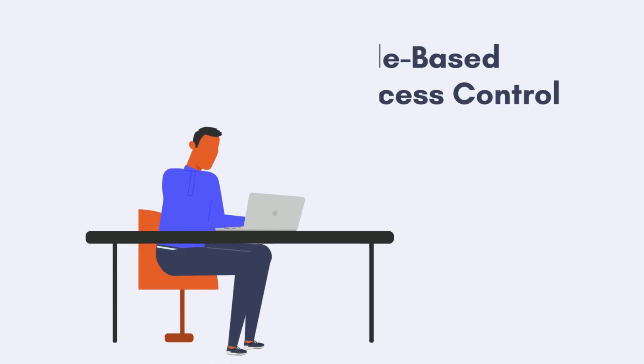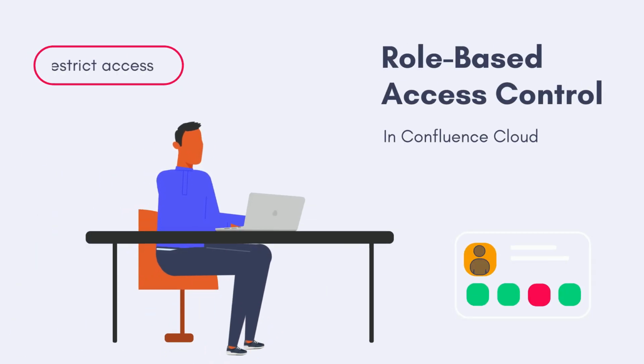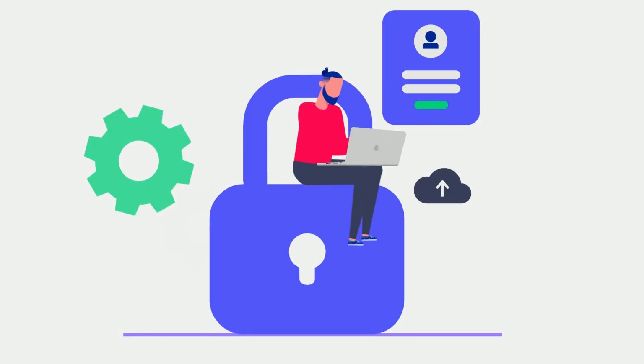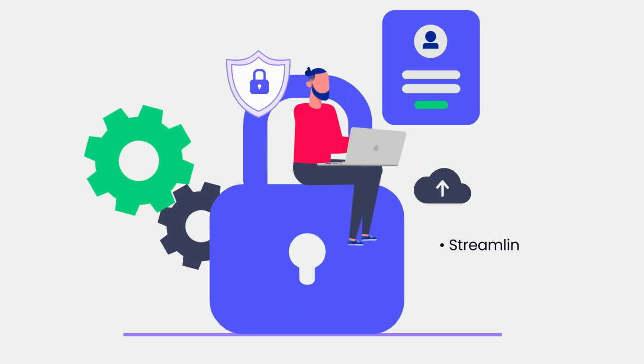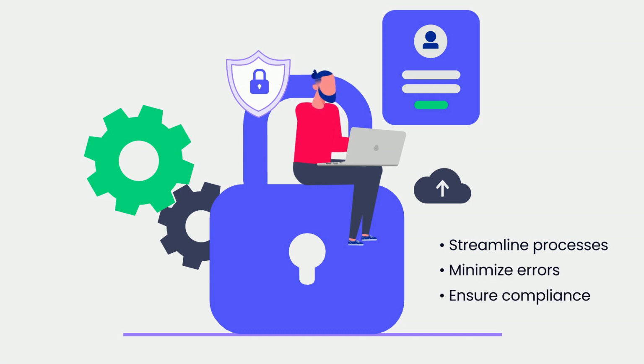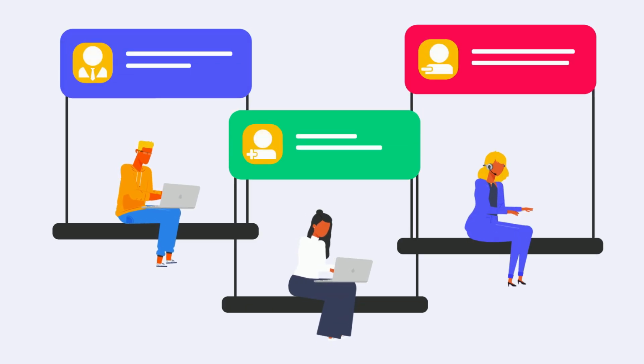Implementing role-based access control is crucial for enhancing efficiency and security in collaborative environments. As organizations continue to rely on tools like Confluence to manage projects, effective access control can streamline processes, minimize errors, and ensure compliance across various sectors. Determining who has access to what is essential in collaborative environments.